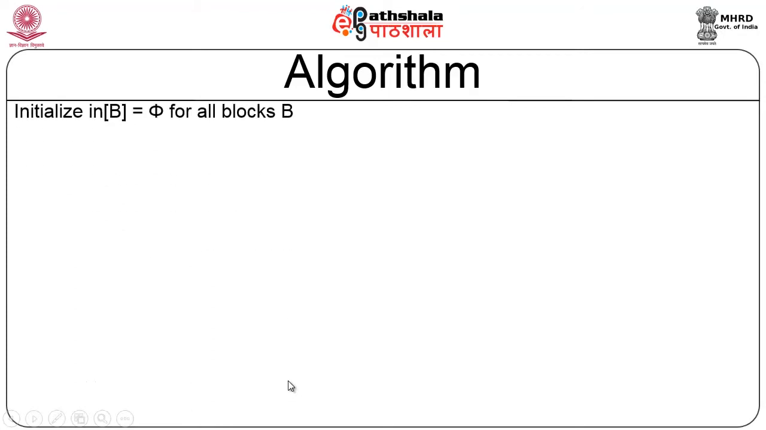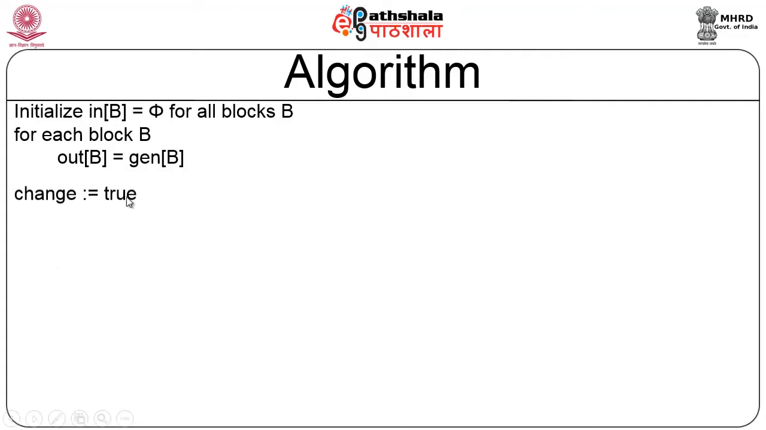This is the algorithm. Initialize in of B is equal to null for all blocks B. Then for each block B, you initialize out of B is equal to gen of B. Now we already computed gen and kill, right. So out is assumed equivalent to gen itself. You will compute gen of a particular block and assign it to out. So this is also done.